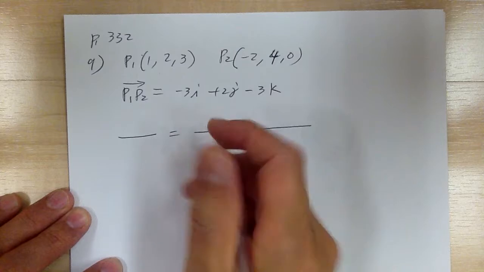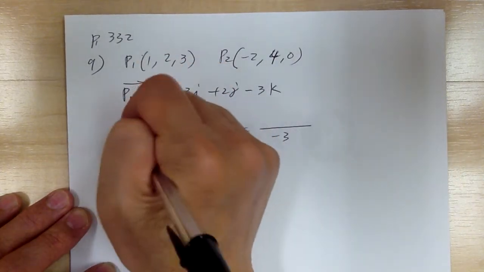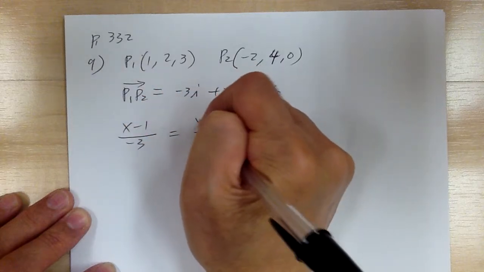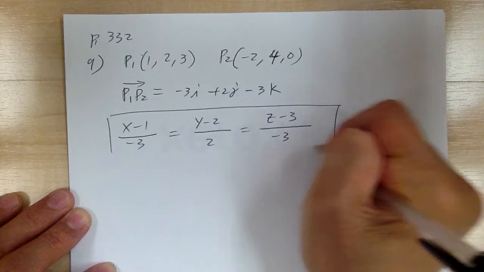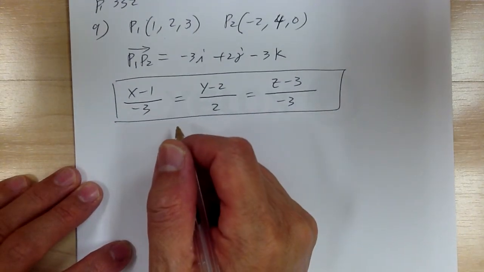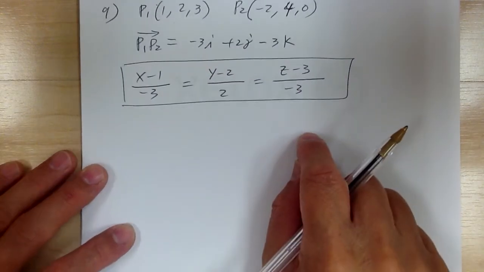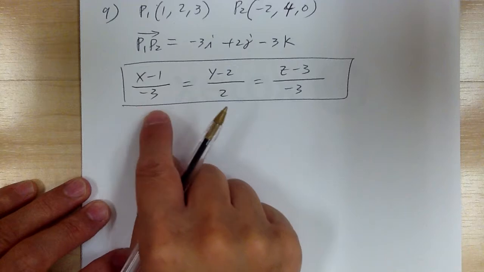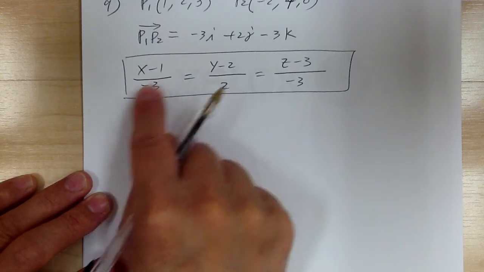Okay, so again, your direction numbers would be negative 3, 2, negative 3, and using this one, you're going to get x minus 1, y minus 2, z minus 3. Okay, so that would be your symmetric equation. And for parametric equation, this one does not ask for parametric equation, so you're done. But if they ask you for parametric equation, just set equal to t and just solve.